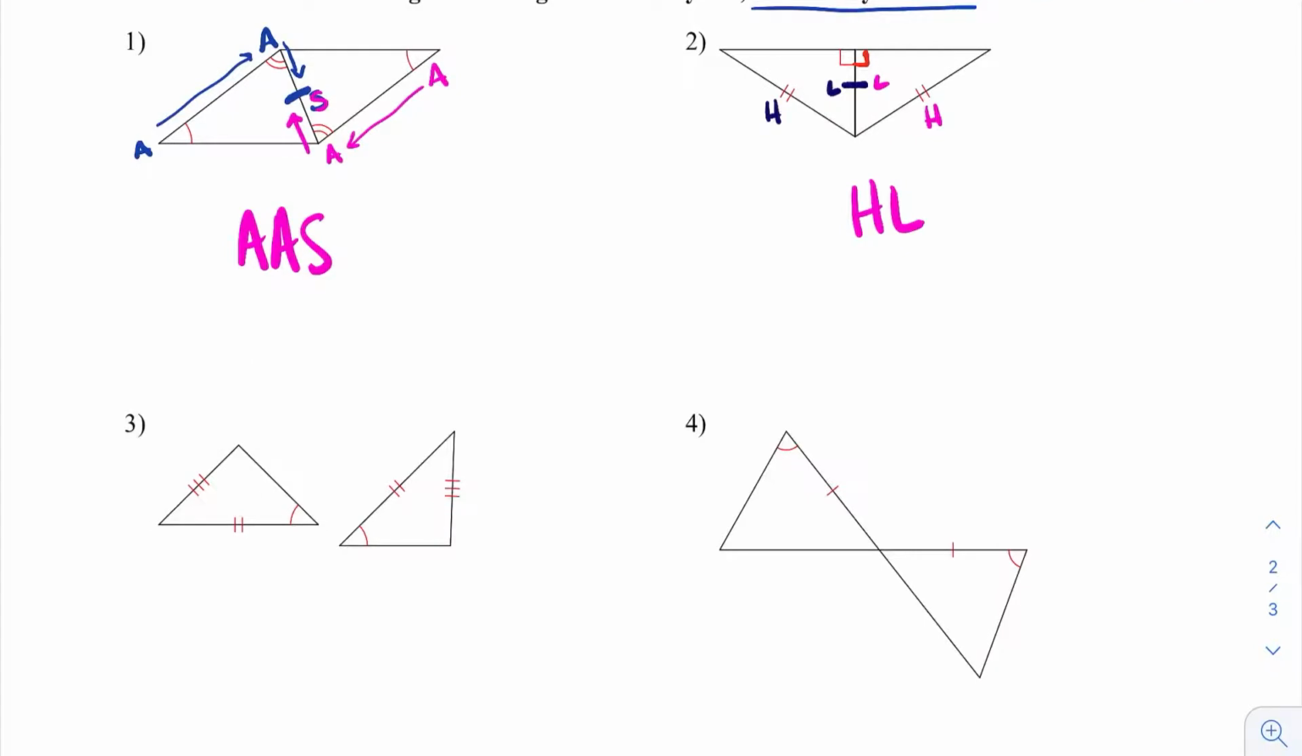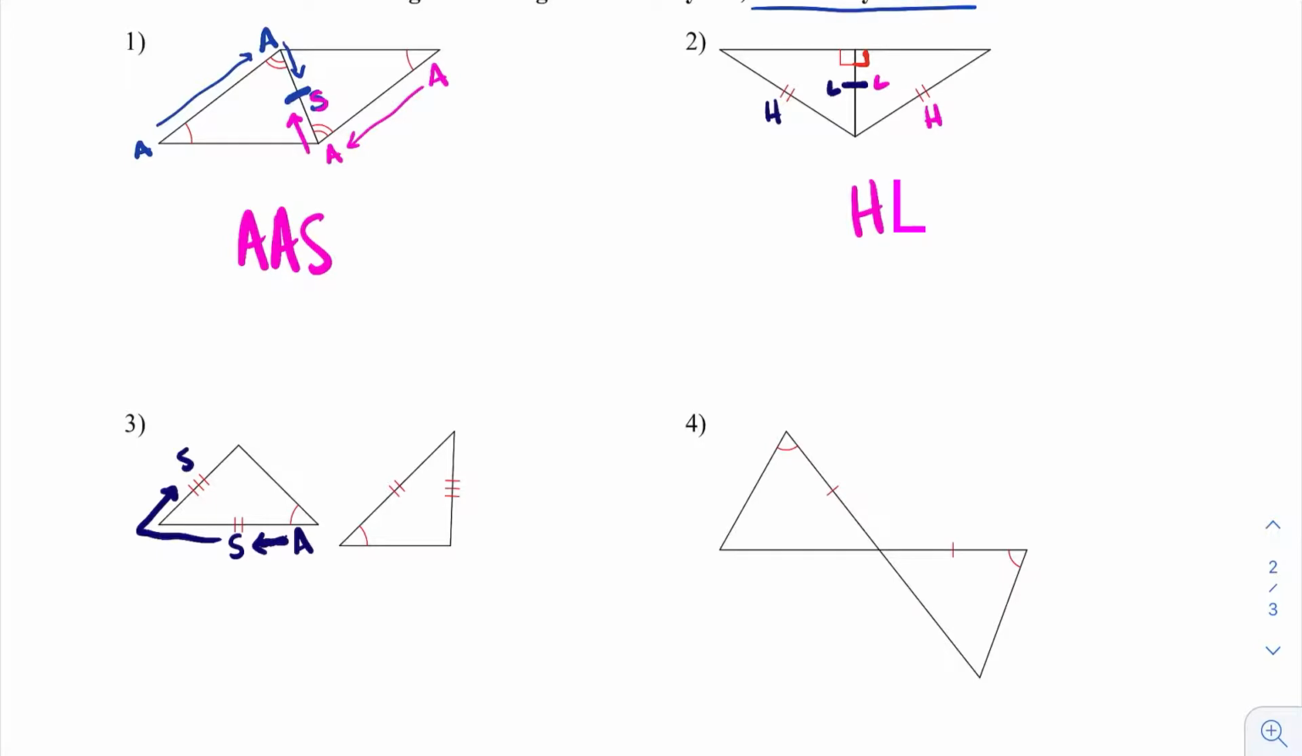Looking at number 3, these two triangles are not sharing a side, so I just need to look at what information is provided already in the triangles. So looking at the first triangle, I notice I have an angle, and then as I travel around the shape, I have a side and then another side.